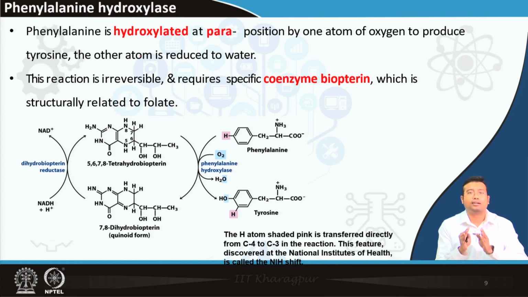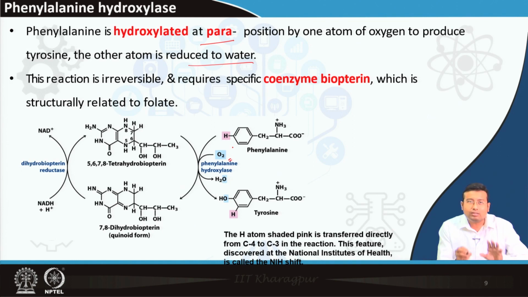From your aromatic organic chemistry knowledge, you already know what is ortho, what is meta and what is para position, right. I am not going to detail. So phenylalanine is hydroxylated at the para position by an atom of oxygen to produce OH. So this already has H there, right. So an O atom will get inside. And what happens to another atom of the oxygen? It is reduced to water. So oxygen gets in and water comes out, all right.